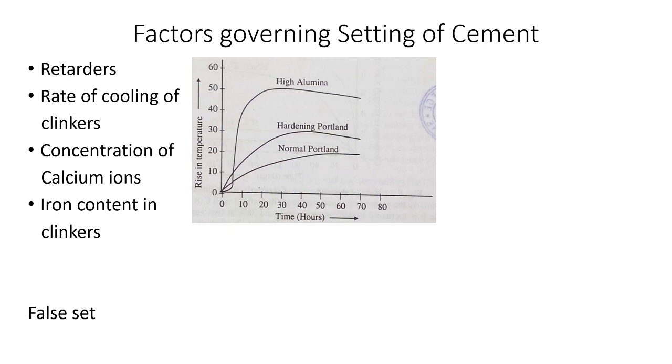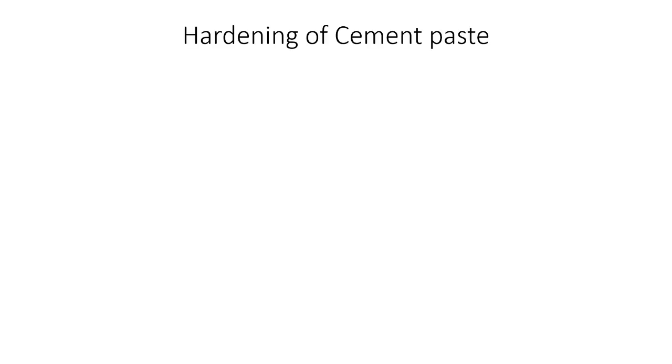So that is the false setting of the cement. Then this is all about the setting of cement. After setting, the mass becomes hard. So that is called hardening of cement paste. It is the further progress of the chemical reaction involved in setting of cement, and because of this process, the paste acquires the characteristics necessary for the development of strength.